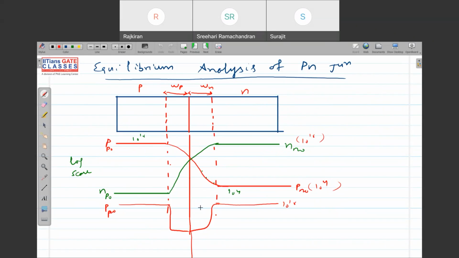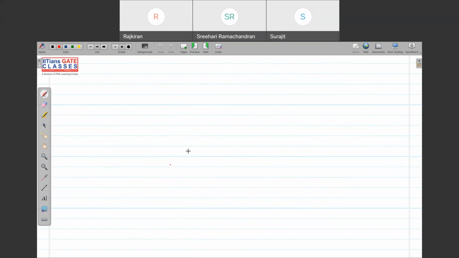So that's why I drew this diagram, to give you a feeling that the carriers are not zero in the depletion region. They are very, very few compared to the neutral region.